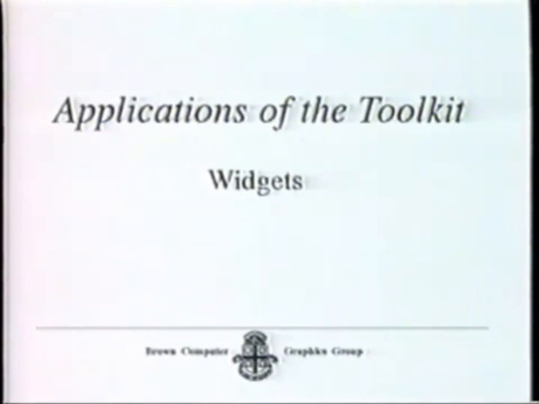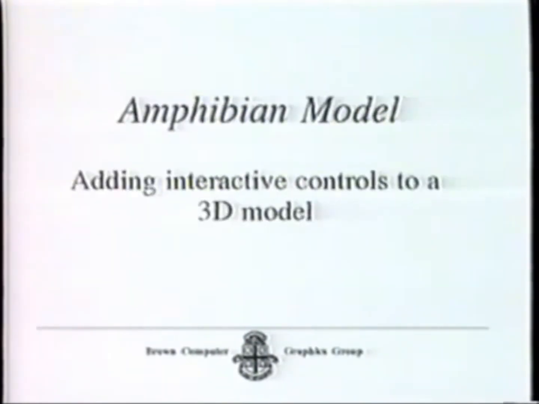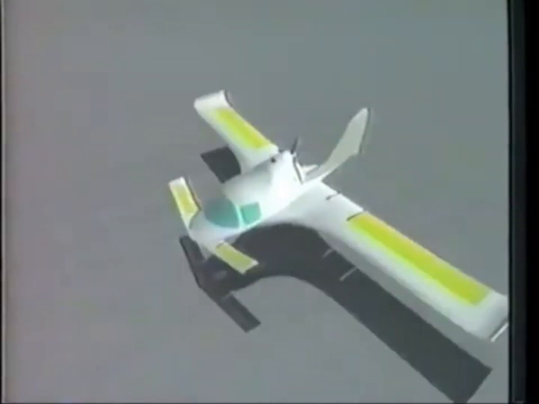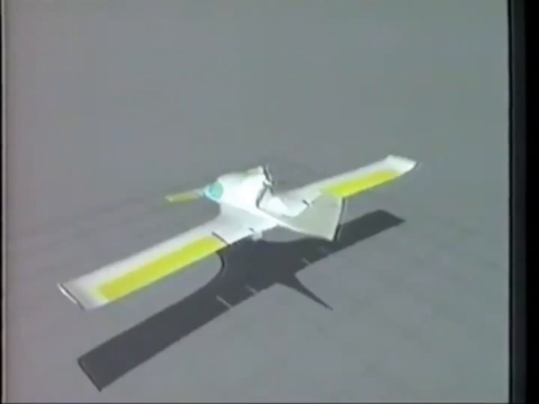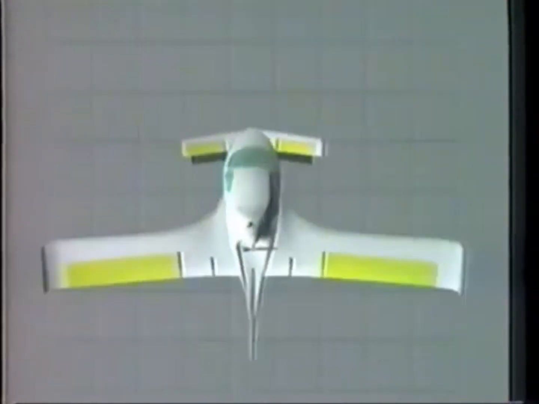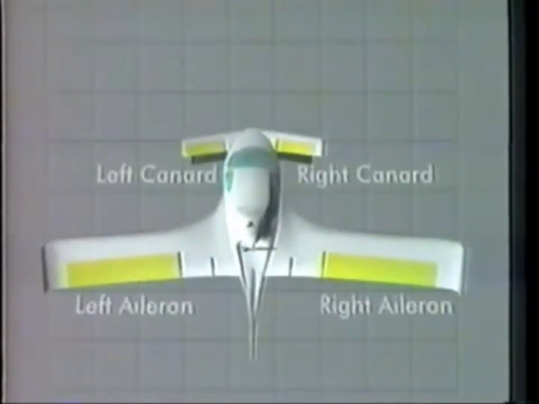We use it to construct application objects, 3D widgets, and a prototype interactive illustration. In this segment, we show how to use our toolkit to embed interactive controls into a 3D scene. This model of an amphibian aircraft, created in our 3D modeler, has a number of control surfaces, ailerons on the wing and canards near the front.